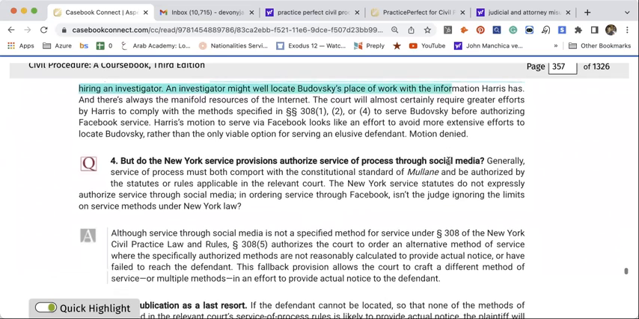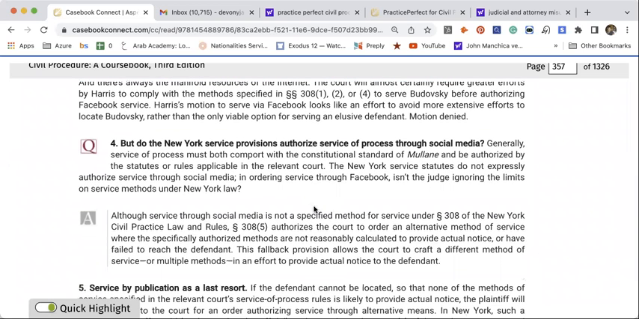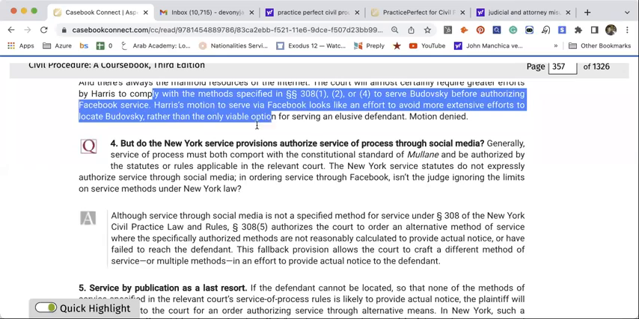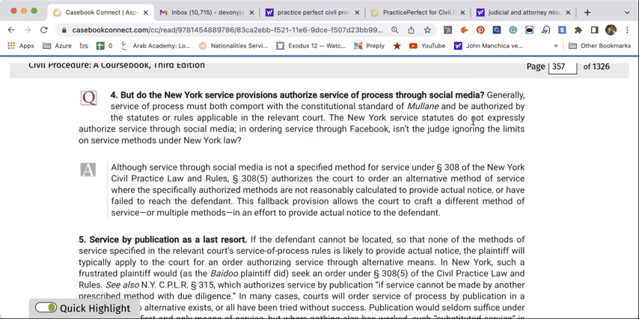The court will almost certainly require greater efforts by Harris to comply with the methods specified in Section 3.8, 1, 2, or 4 to serve Baidoo before authorizing Facebook service. Harris's motion to serve via Facebook looks like an effort to avoid more extensive efforts to locate Baidoo rather than the only viable option for serving an elusive defendant. Motion denied. But do the New York service provisions authorize service of process through social media?